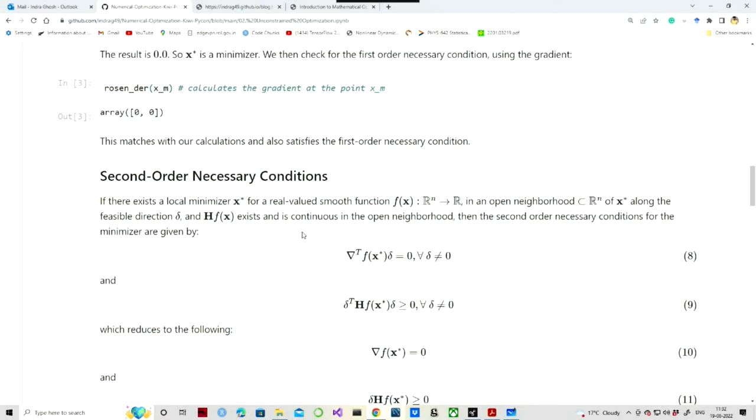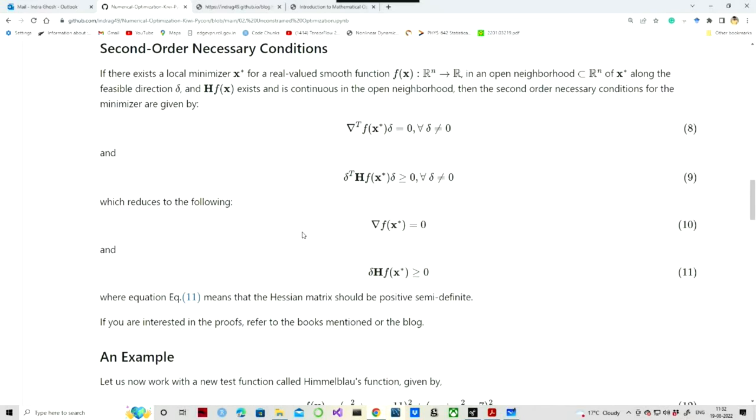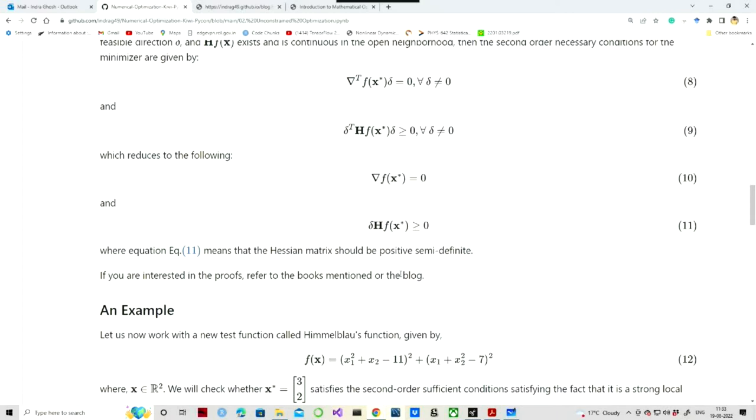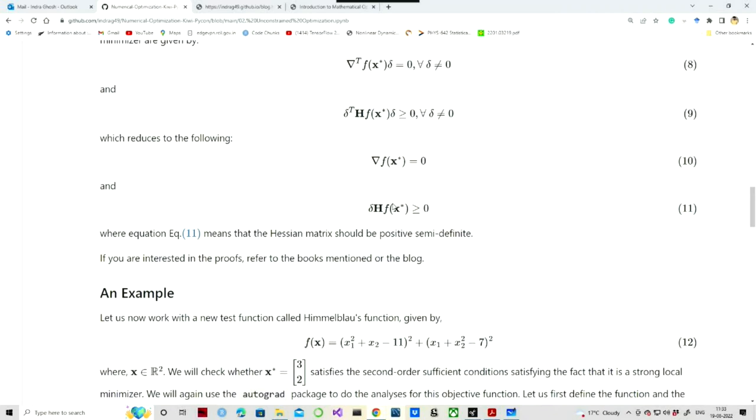The second order necessary condition means there are two equalities and inequalities to be followed. Obviously, the first order necessary condition, in addition to the dot product of the direction delta with the Hessian of f of x star, which should be greater than or equal to 0. This actually means the Hessian matrix should be positive semi-definite. If a matrix is positive semi-definite, this value will always be greater than or equal to 0. So these are the two things that need to be maintained.